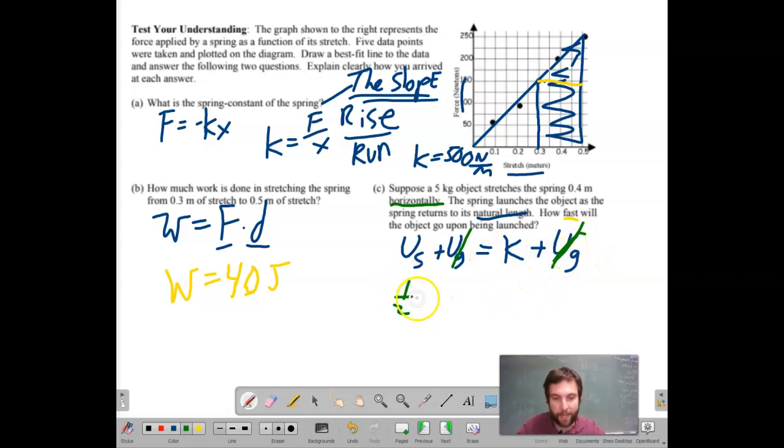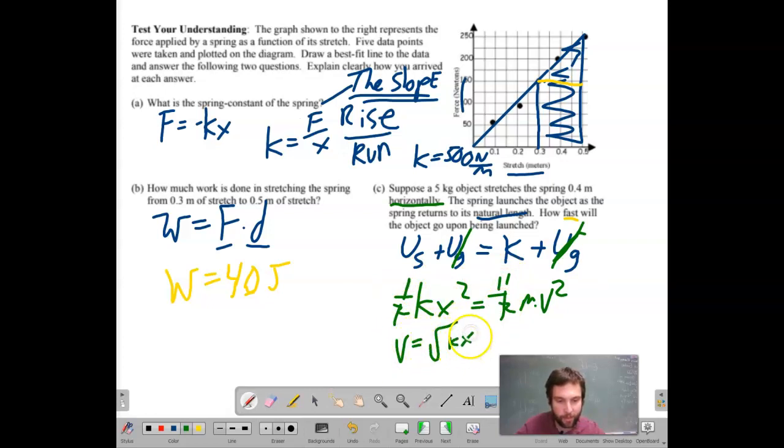We get 1/2 kx squared equals 1/2 mv squared. Solving for v, the fractions on each side go away. We get v equals the square root of kx squared over m. Plugging in our numbers, we get v equals 4 meters per second. 16 before the square root.